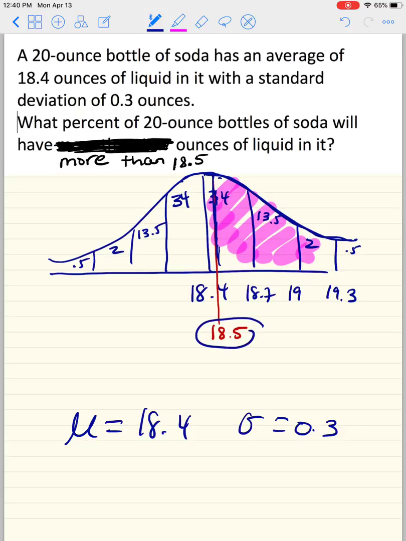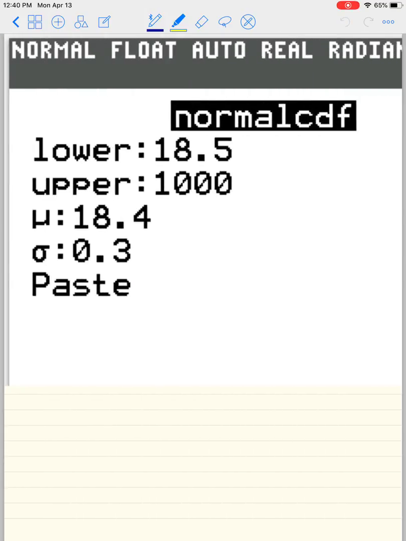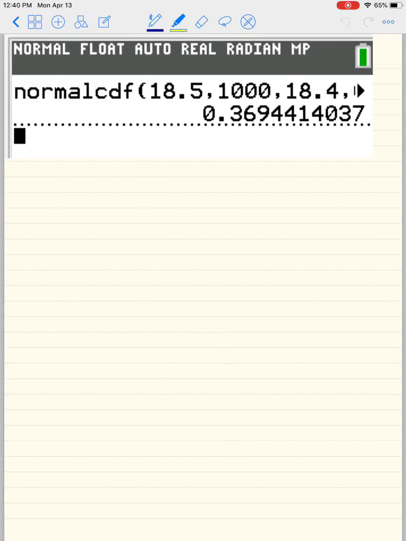Remember, you should highlight where you want. So you want it from here all the way or more. So what is this number here? 19.7, 20, 25? Well, I love the number 1000. That way I can guarantee this is my lower, this is my upper, my mu, and my sigma. You just plug it in, press paste, and we've never seen this decimal before. And basically, that's why we need to know how to do it in our calculator. So this is going to be 36.94%.